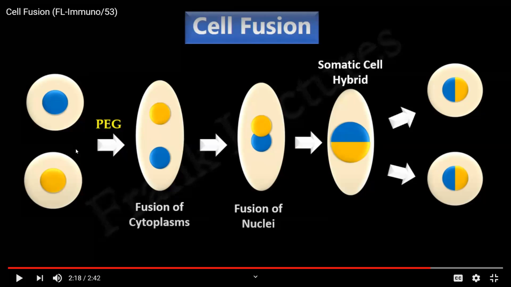Now these two different cells will be fused to each other, and the fusion of these two cells will be done with the help of polyethylene glycol (PEG). After using PEG for this fusion, later on these steps will be followed in order to produce this somatic cell hybrid.